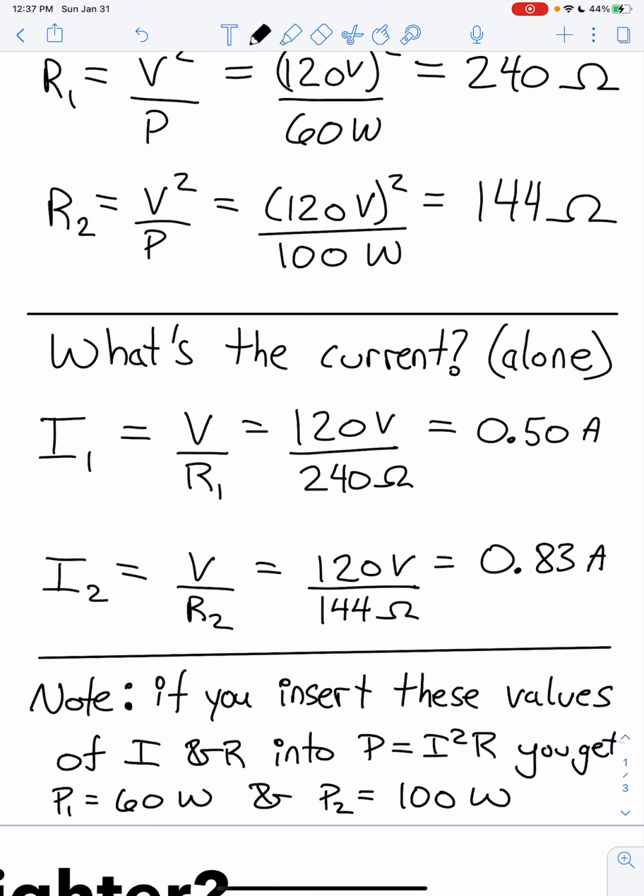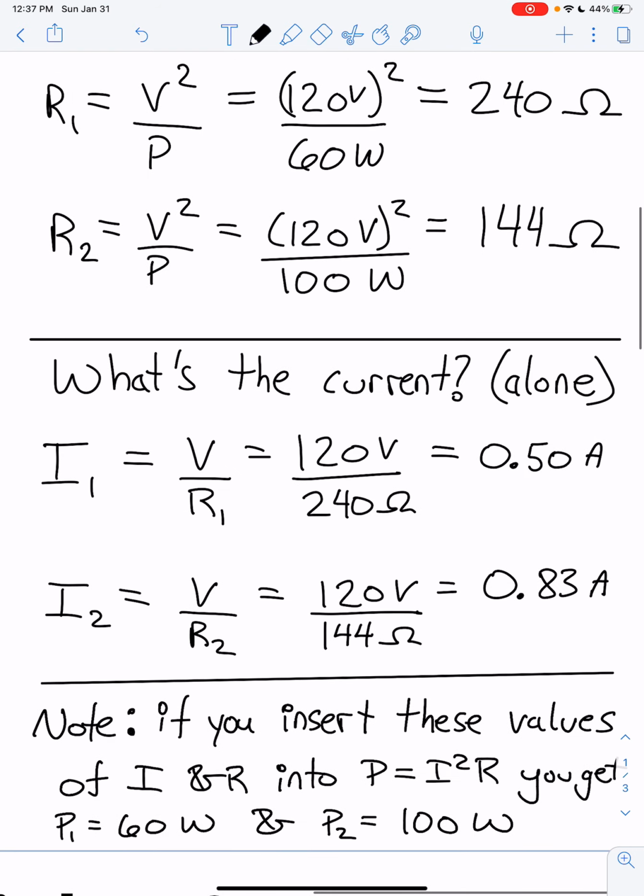And it's not really an assumption, it's based on the knowledge of how power ratings for bulbs work. But that shows us that we have more current and more power flowing through that 100 watt bulb when it's on its own connected to 120 volts, compared to the case where we have the 60 watt bulb connected to that same power supply. And that's why the 100 watt bulb is brighter under those same circumstances.